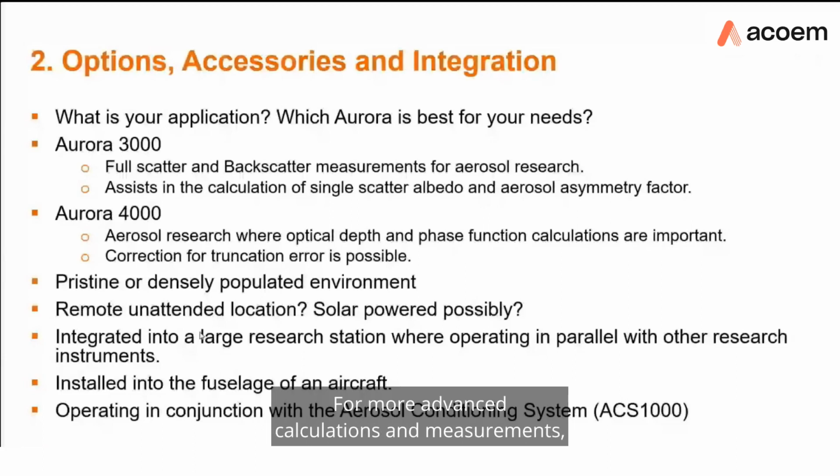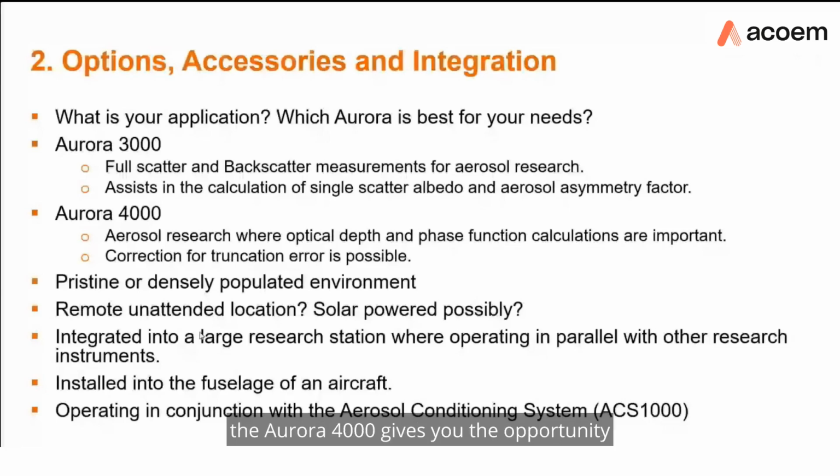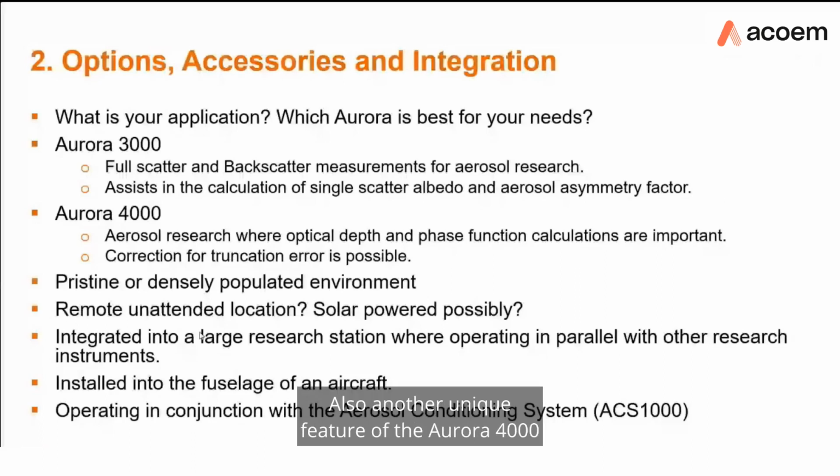For more advanced calculations and measurements, the Aurora 4000 gives you the opportunity to assist in calculations of optical depth and also the phase function. Also, another unique feature of the Aurora 4000 is the possibility to correct for truncation error within the nephelometer.